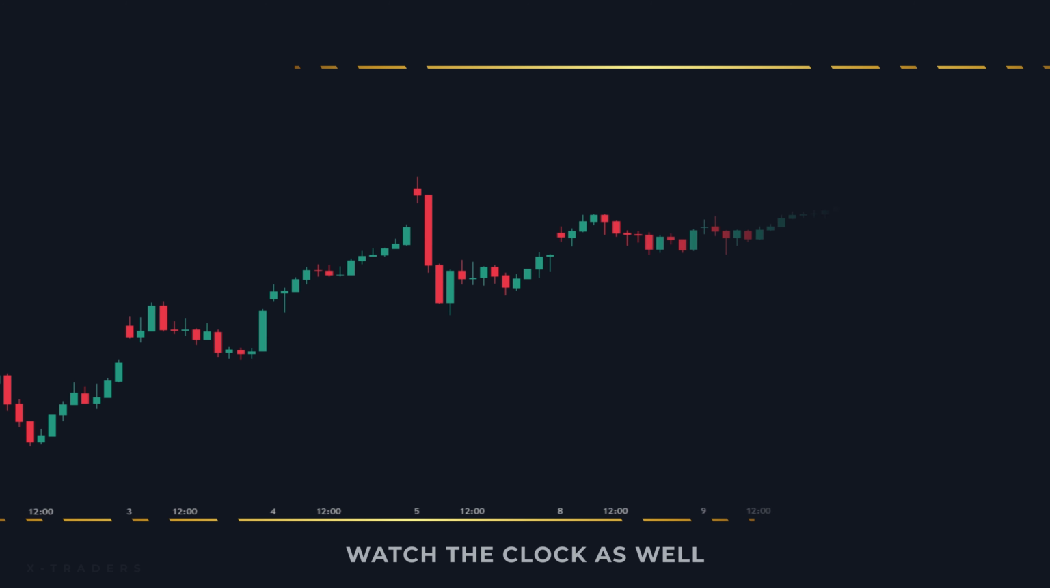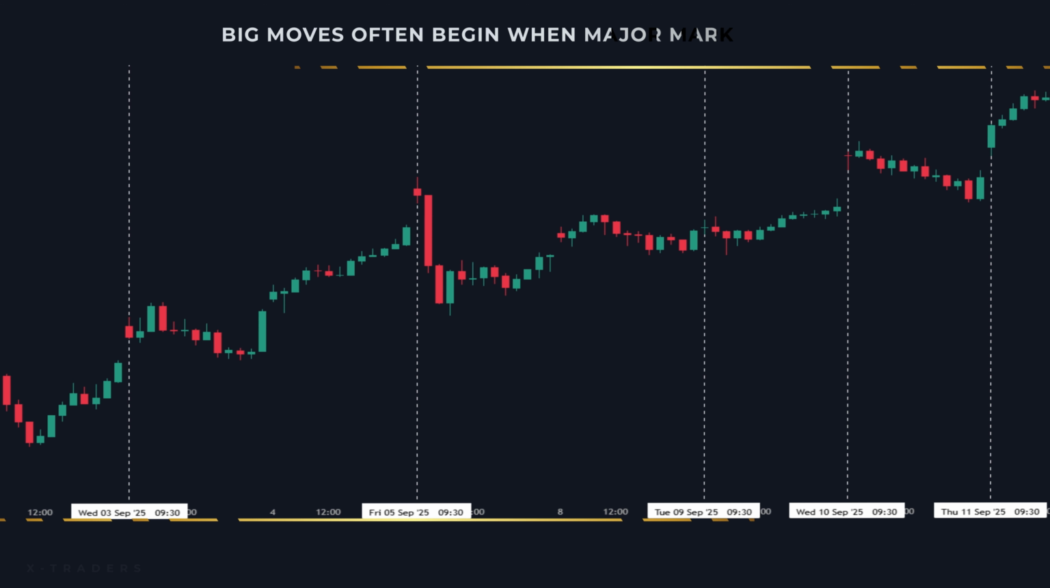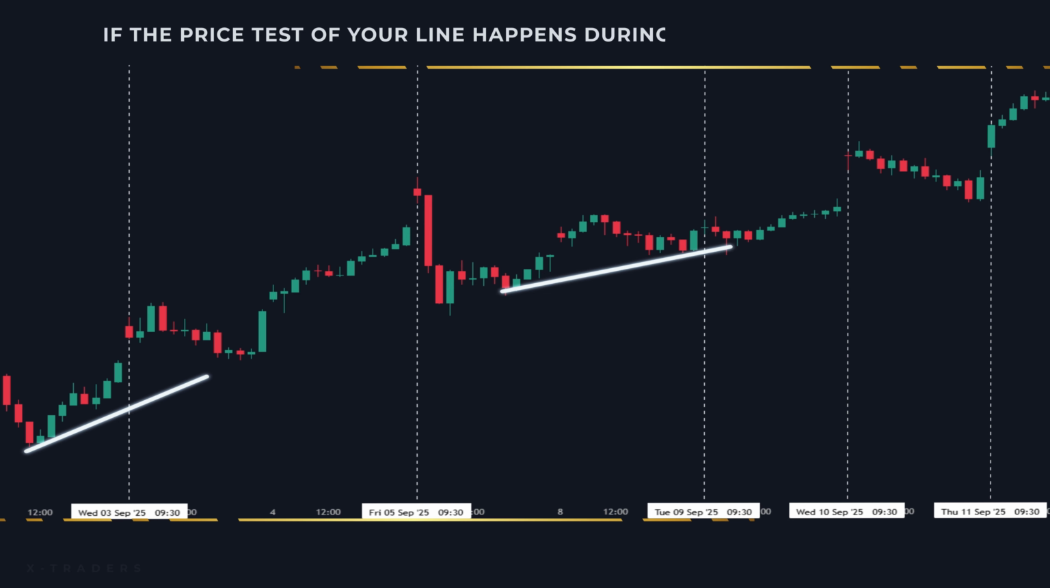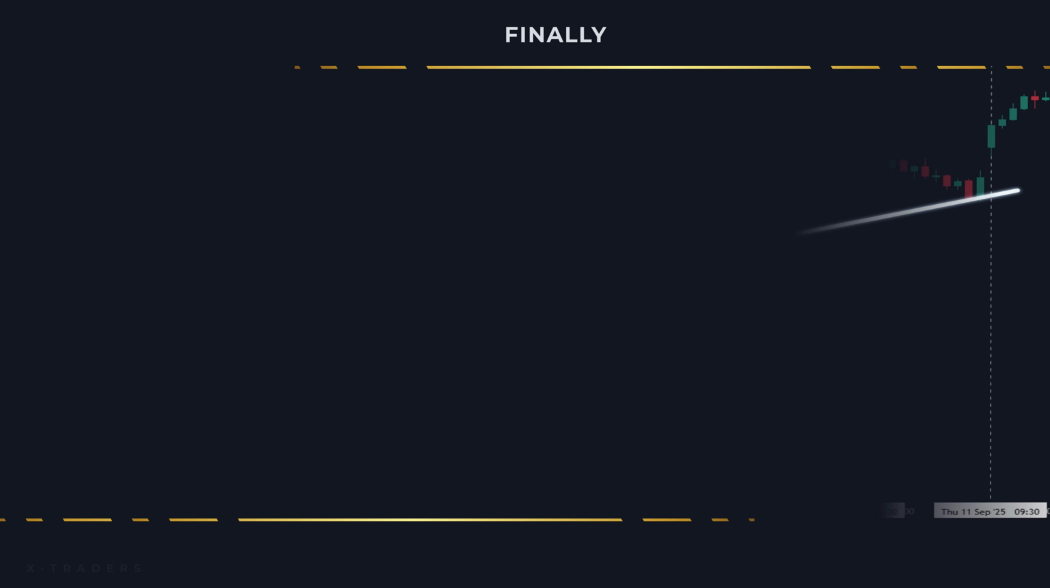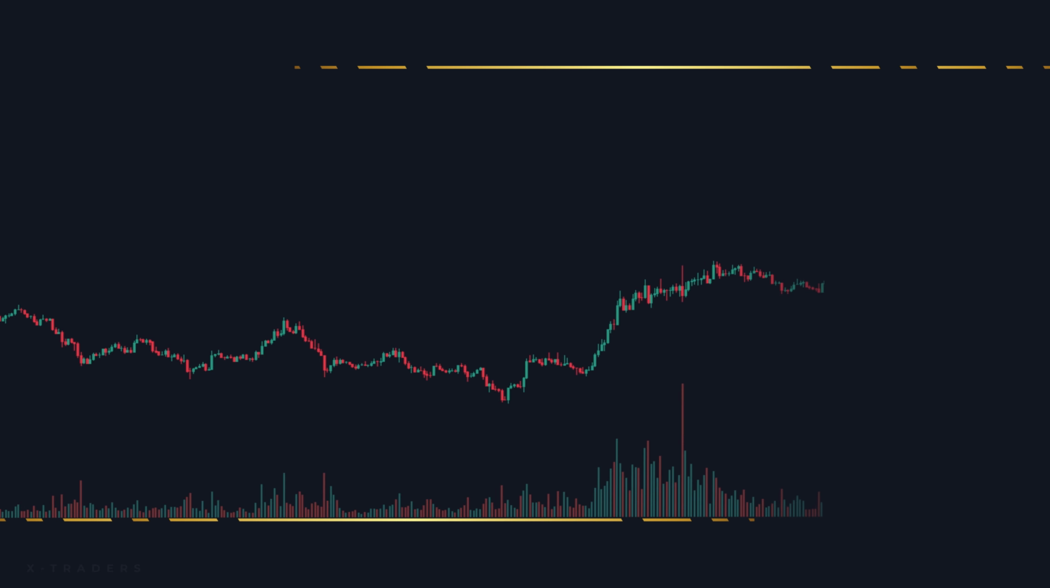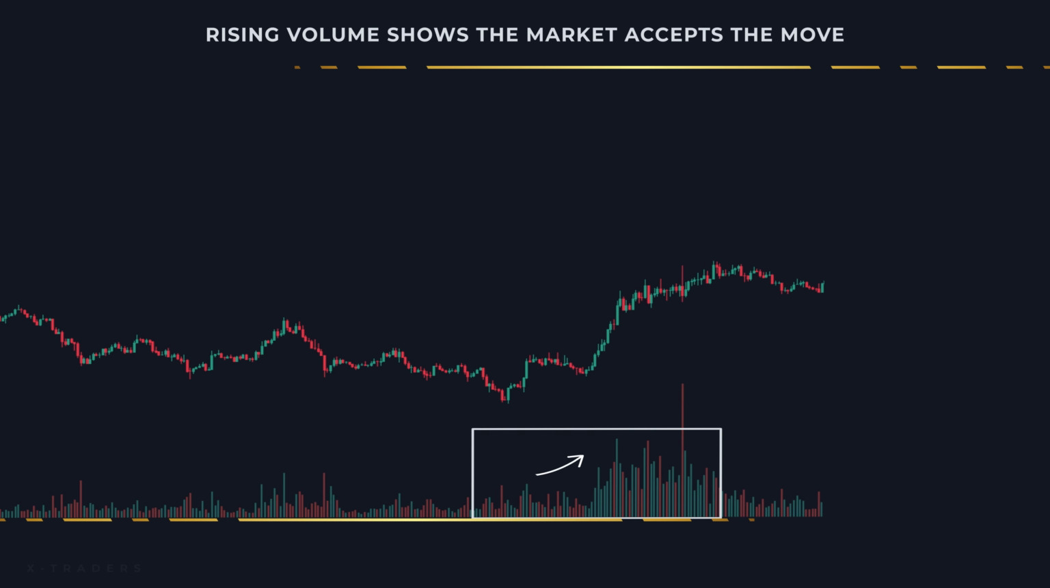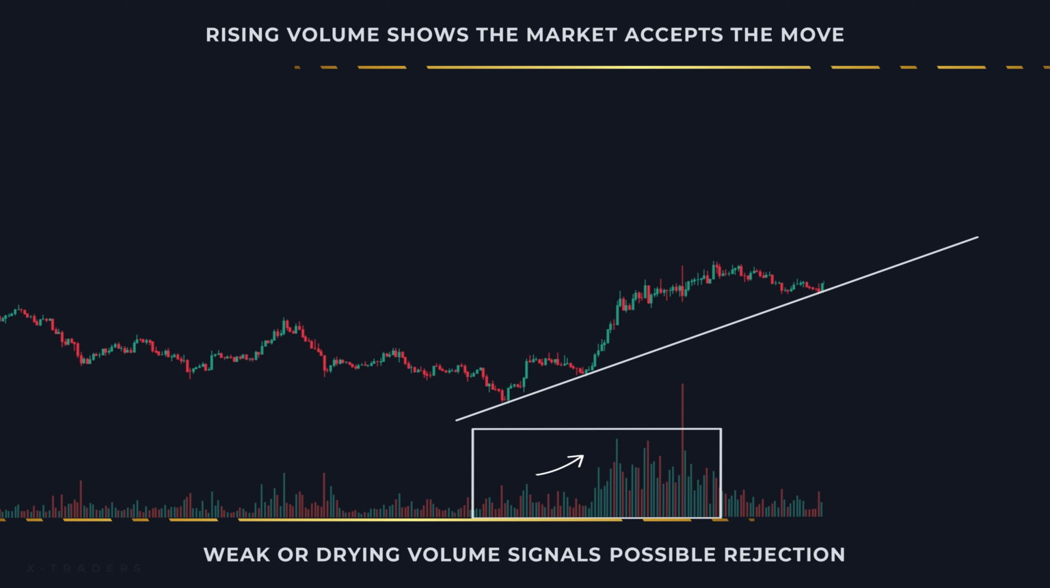Watch the clock as well. Big moves often begin when major markets like London or New York open. If the price test of your line happens during these active sessions, it's more meaningful. Finally, check volume. Rising volume shows the market accepts the move. Weak or drying volume signals possible rejection.